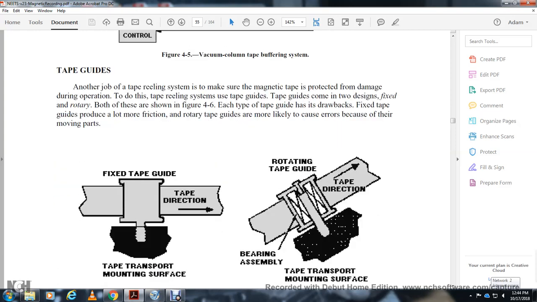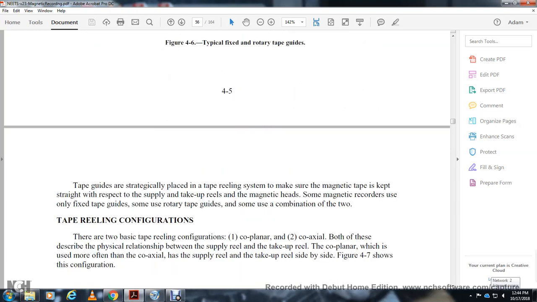The fixed tape guide, tape direction, tape transport, mounting surface; the bearing assembly, rotating tape guide, tape direction, tape transport, mounting surface. Tape guides are strategically placed in tape reeling systems to make sure the magnetic tape is kept aligned with respect to the supply reel, take-up reel, and magnetic head. Some magnetic recorders use only fixed tape guides, some use rotary tape guides, and some use a combination of the two.